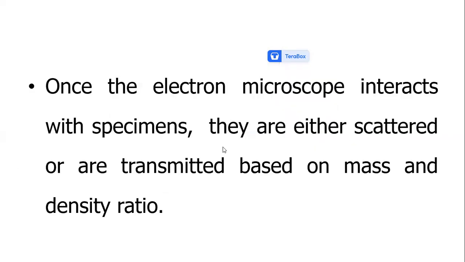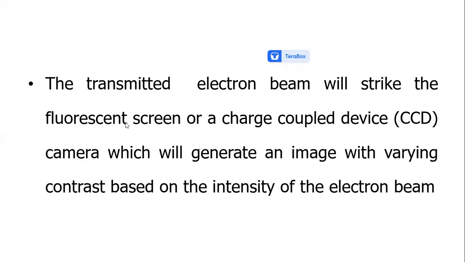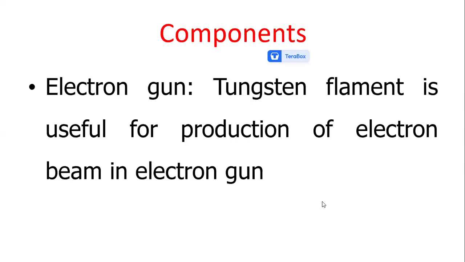Once the electron beam interacts with the specimen, the electrons are either scattered or transmitted based on mass and density. The transmitted electron beam strikes the fluorescent screen or the charge-coupled device camera, which generates an image with varying contrast based on the intensity of the electron beam.